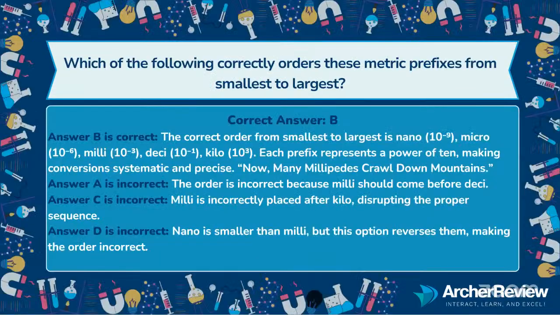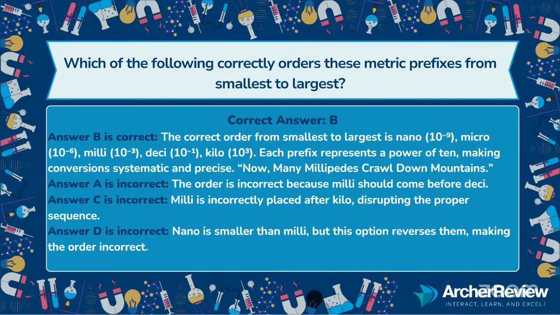All right. So our correct answer is B. Okay. From smallest to largest, it goes nano, micro, milli, deci, kilo, based on the list you were given.